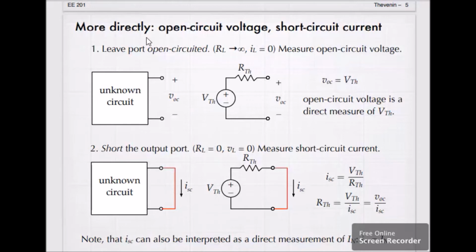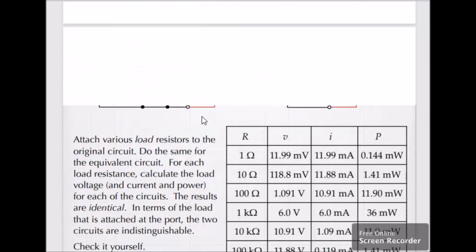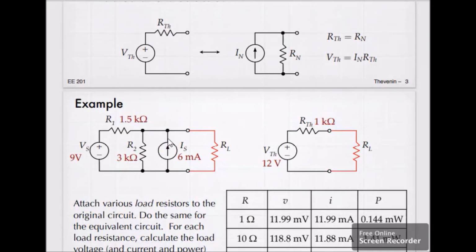So, how do we solve for the Thevenin equivalent? Just remember this: we will have an open circuit voltage and a short circuit current. Open circuit voltage, short circuit current. That's what we'll do with the supplies. Okay, say for example, this one. Let's find VTH and RTH.